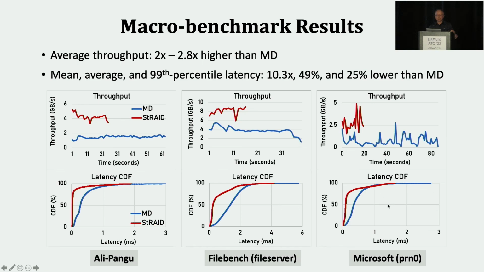So here are the trace-driven benchmark results. The average throughput is 2 times to 2.8 times higher than MD. The mean average and 99 percentile latency is 10.3 times and 49% and 25% lower than MD.